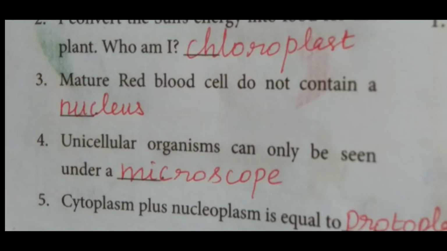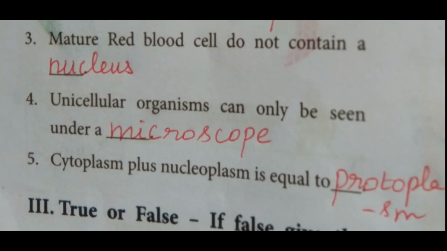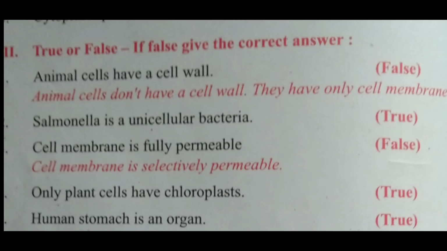So, fourth one, unicellular organisms can only be seen under a microscope. The answer is microscope. And then fifth one, cytoplasm plus nucleoplasm is equal to protoplasm. Fifth answer is protoplasm. Cytoplasm and nucleoplasm together known as protoplasm. The third Roman letter is true or false. If false, give the correct answer.